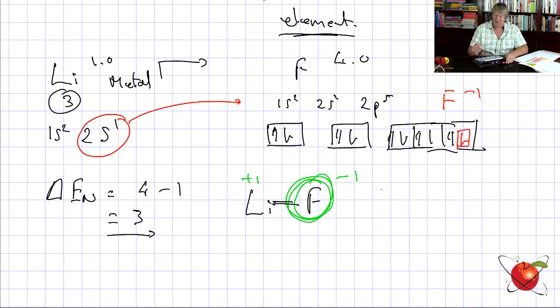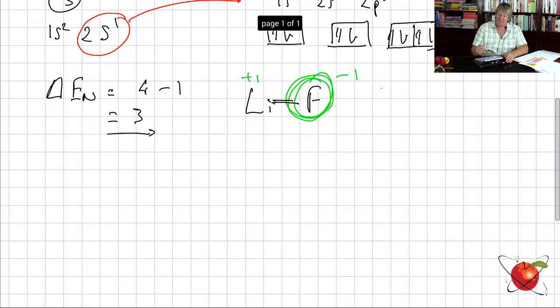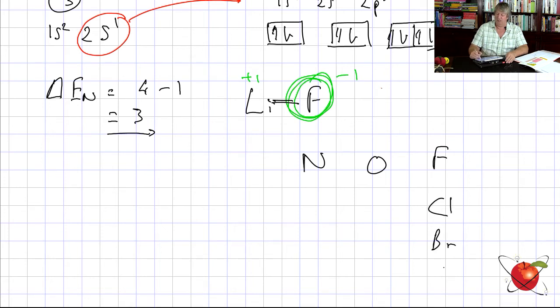Now, the difference in electronegativity tells us about the kind of molecule that we're forming, right? Obviously there's boundaries. Let's now talk about something just slightly different. If you go to your periodic table and you look, you've got nitrogen, oxygen, fluorine, chlorine, bromine, iodine.